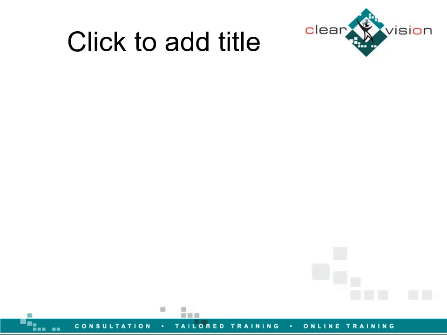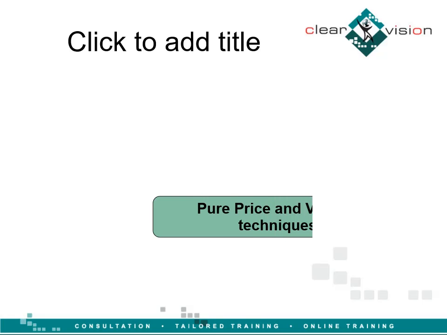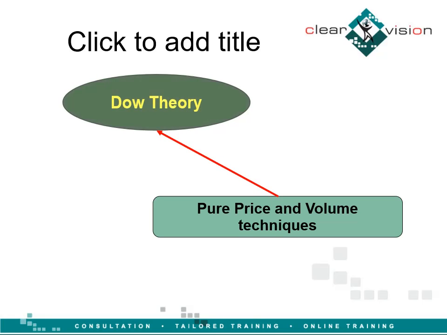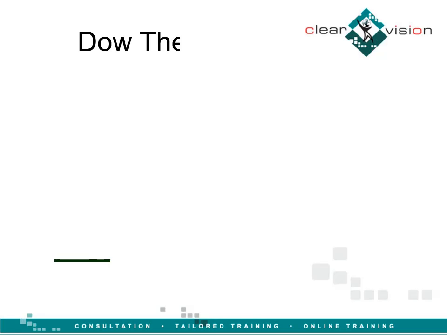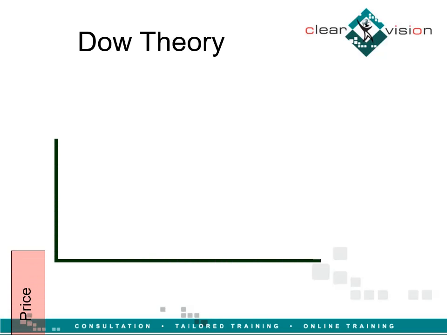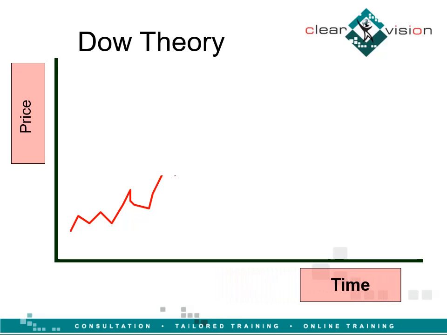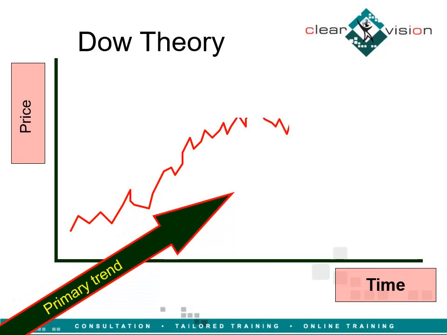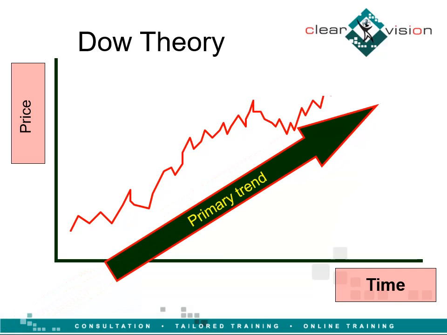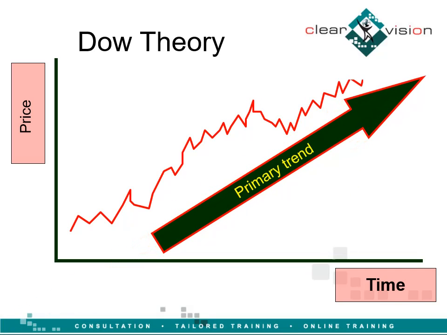Pure price and volume techniques depend on studying market price trends and monitoring the volume of trading. One of the most important theories, and earliest as well, is the Dow Theory. The Dow Theory posits 3 forces simultaneously affecting stock prices, and these are the primary trend, which is a long-term movement of the prices, lasting from several months to several years.